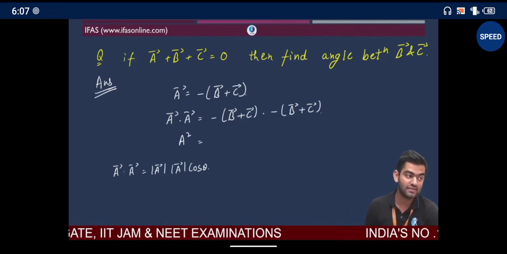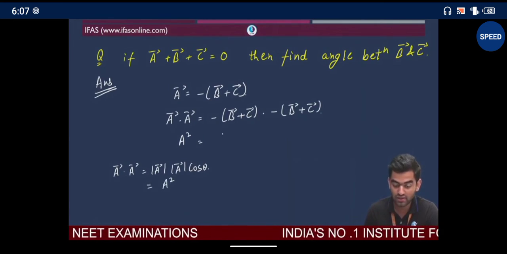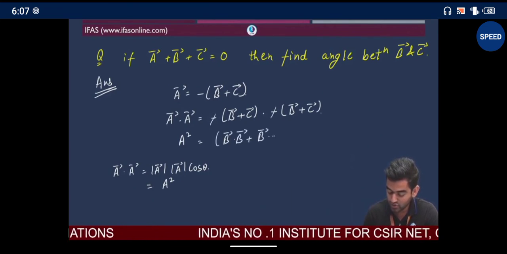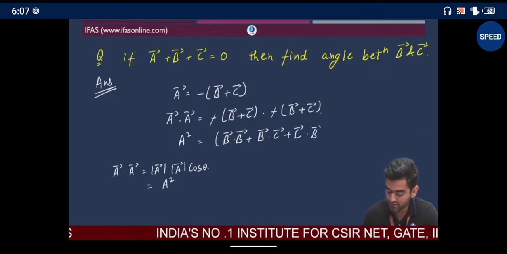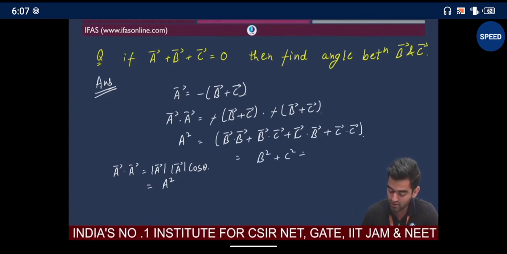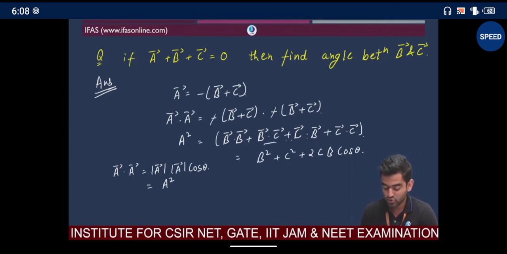The cos theta here is cos 0, which is 1, so it is nothing else but A square. Hence the minus and minus signs put together, it will become B vector dot B vector plus B vector dot C vector plus C vector dot B vector plus C vector dot C vector. Now it simply becomes B square plus C square plus twice B into C into cos theta. I have simply added these two terms and taken cos theta.